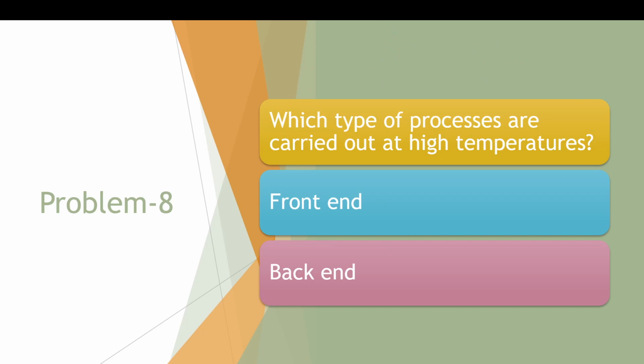Okay. Which type of processes are carried out at high temperatures? Front end processes or back end processes? So first of all, what are front end processes and what are back end processes? Whenever we are fabricating a device, first we take a wafer, and now the wafer is in its purest form, right? Just on top of this wafer we will have an active layer of devices.